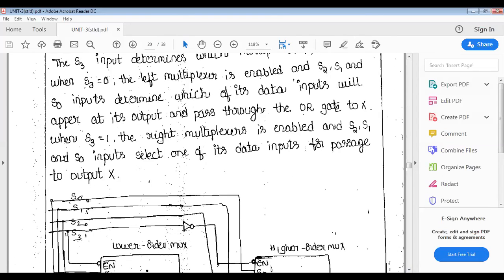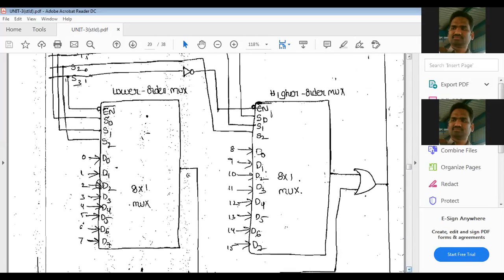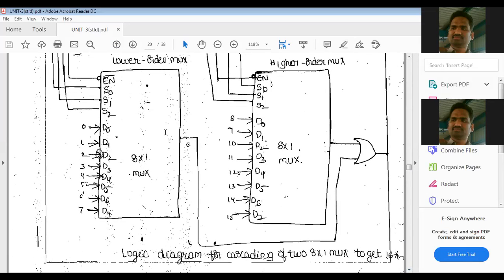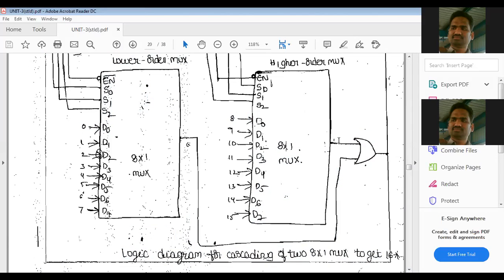So whenever the left multiplexer is enabled, it means the right multiplexer is disabled. Disabled means all the higher order outputs are 0 there. Only when I select S0, S1, S2 equal to 0, 0, 0, D0 will appear here. D0 appears, and because the second one is disabled, from it we'll get 0.